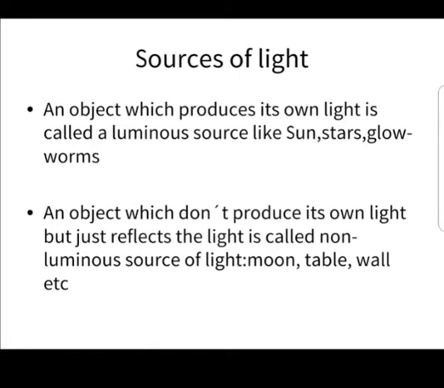Sources of light. An object which produces its own light is called a luminous source, like sun, stars, or glowworms. An object which doesn't produce its own light but just reflects the light is called a non-luminous source of light. Examples of non-luminous sources of light are moon, table, wall, etc.